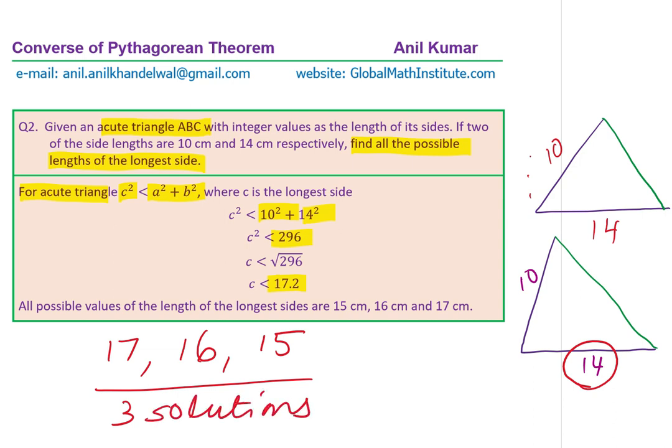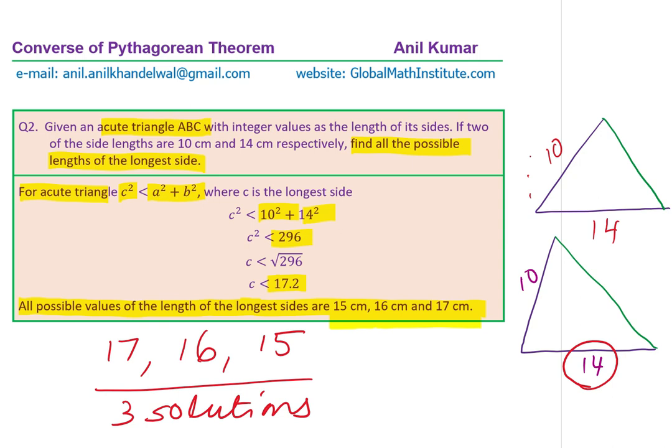And we know what the solutions are. All possible values of the length for the longest side are 14 centimeter, 15 centimeter, 16 centimeter, and 17 centimeter as shown here. So I hope you have understood the concept, correct?